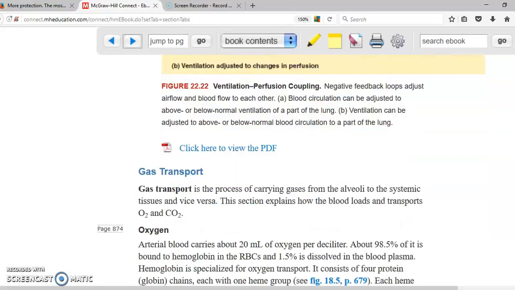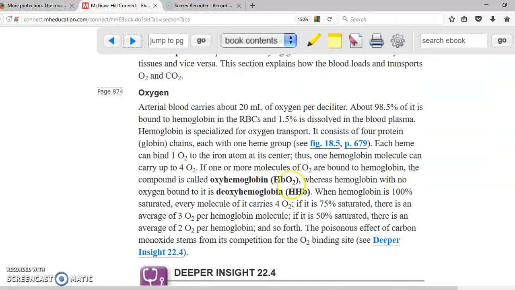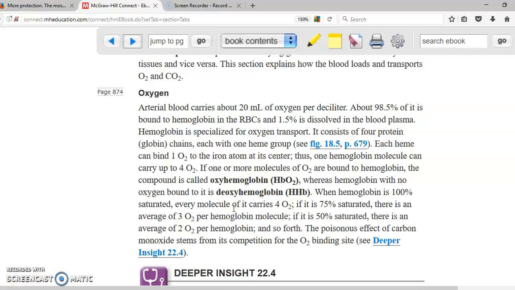Let's keep scrolling down. Gas transport. Oxygen is transported with hemoglobin. If it's attached to the hemoglobin, it's oxyhemoglobin. If not attached to the hemoglobin, it's deoxyhemoglobin. Each molecule of hemoglobin can transport up to 4 oxygens. The moment that one oxygen gets attached to the hemoglobin, it stimulates the attachment of the other one, and the other one, and the other one, and this saturates the hemoglobin faster and faster.